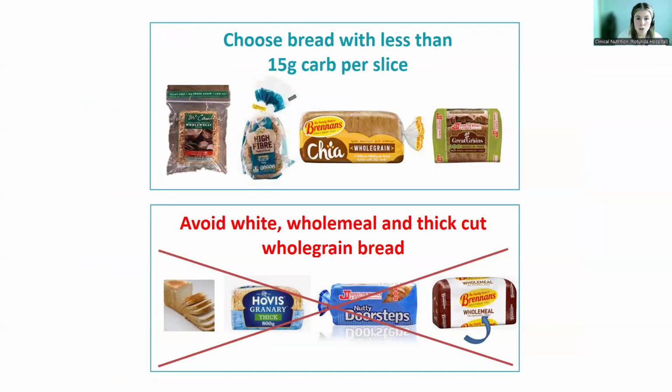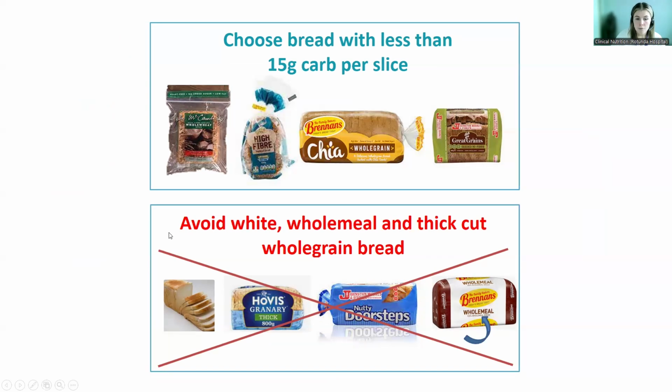I thought it might be helpful to show you some examples of suitable bread options. This is the McCambridge's whole wheat bread, the high fibre bread from Lidl or Aldi, the Brennan's whole grain chia bread, the Johnston, Mooney and O'Brien Greek greens bread. What all of these breads have in common is they have less than 15 grams of carbohydrate per slice.